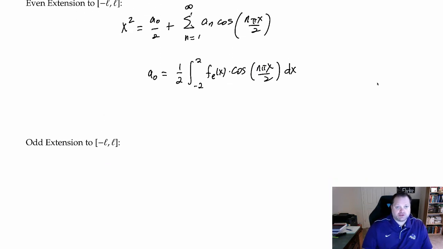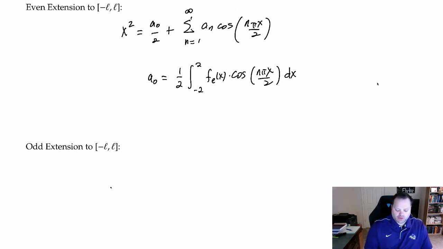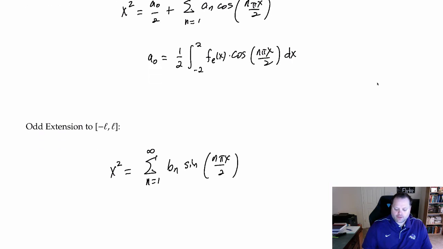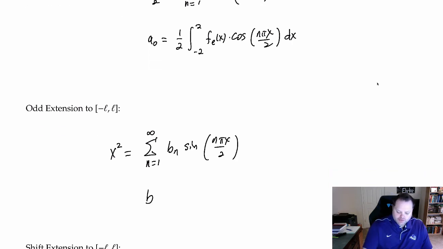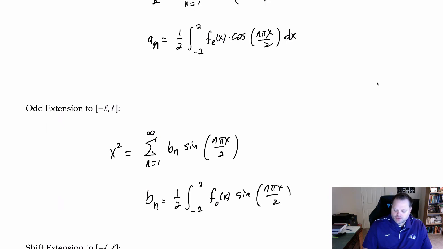All right, odd extension. What's the odd extension going to look like? Well, it'll represent x squared. There will not be any a terms, so there will not be any cosine terms. So we'll just be dealing with sine. And these are for all n's. And we know that the b n's will be similar, 1 over 2 integral from -2 to 2 of the odd extension times sine n pi x over 2 dx.